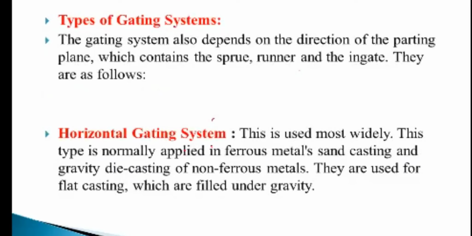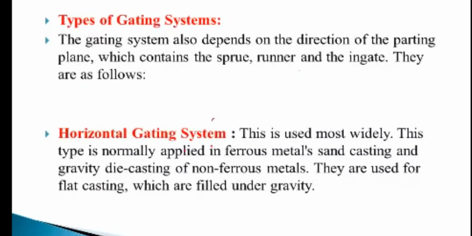Generally horizontal gating systems are the most used. This type is normally applied to ferrous metals. If a 1 mark question comes in the examination, please remember, a 1 mark question in your mid exams will come. The horizontal gating system is normally used for ferrous metals in sand casting, and in gravity die casting for non-ferrous metals. It is used for flat castings which are filled under gravity.